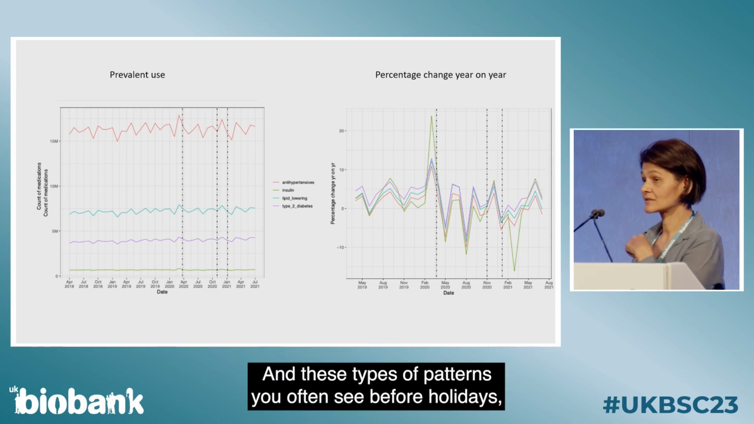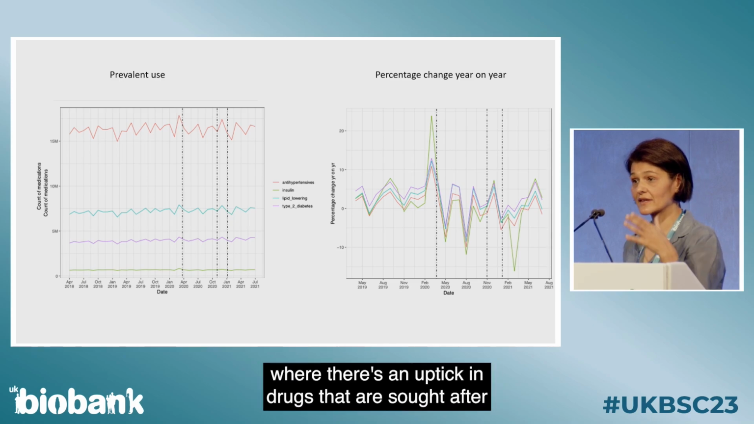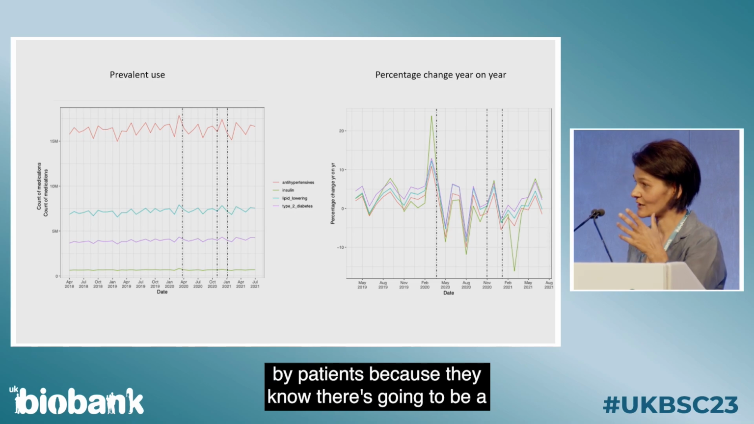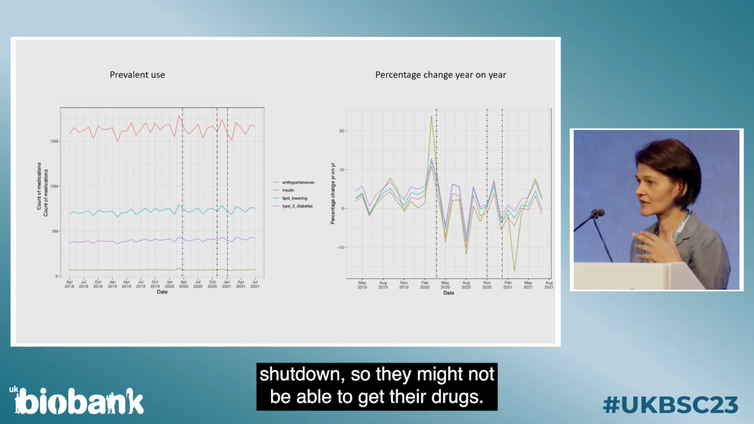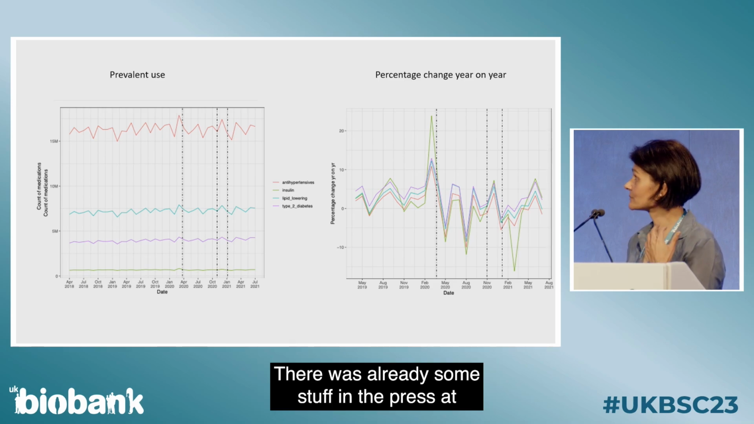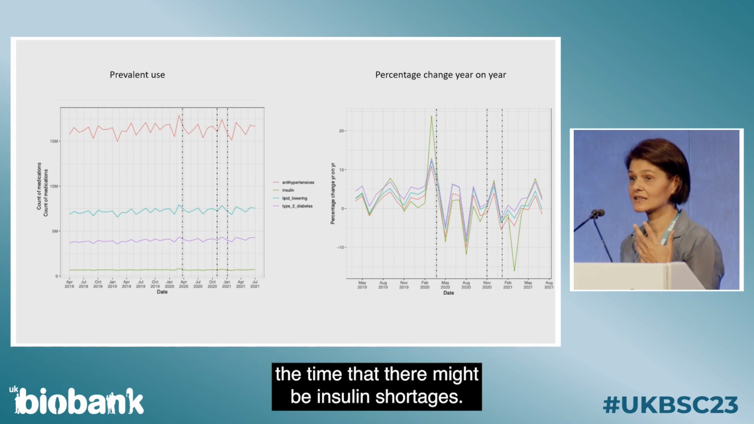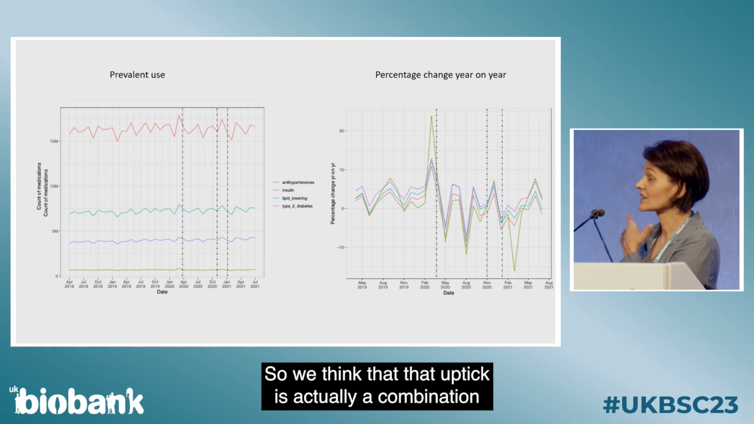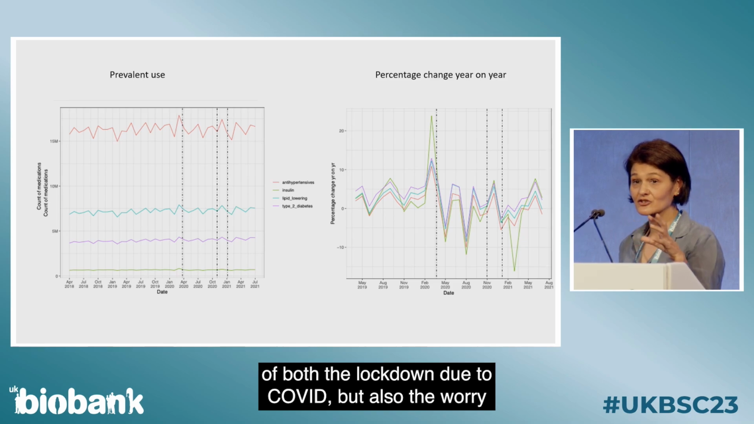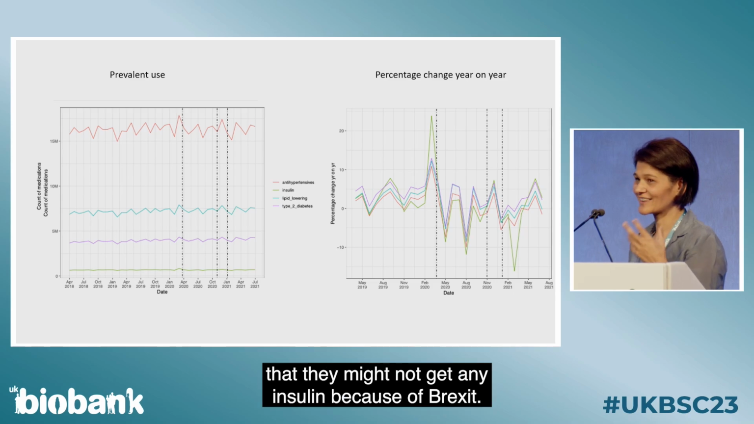These types of patterns you often see before holidays, where there's an uptick in drugs that are sought after by patients because they know there's going to be a shutdown, so they might not be able to get their drugs. There was already some stuff in the press at the time that there might be insulin shortages. So we think that uptick is a combination of both the lockdown due to COVID, but also the worry that they might not get any insulin because of Brexit.